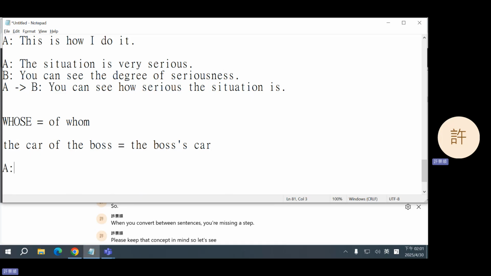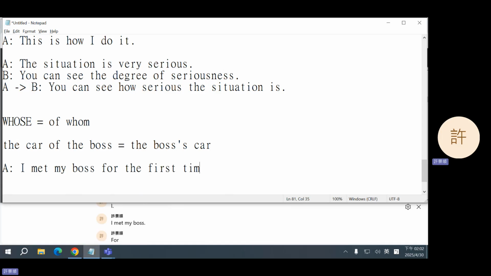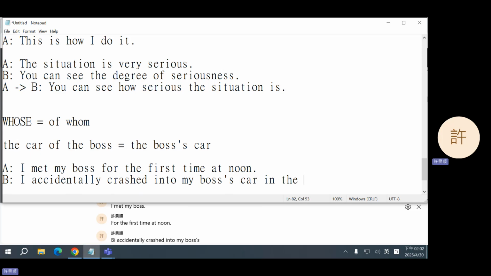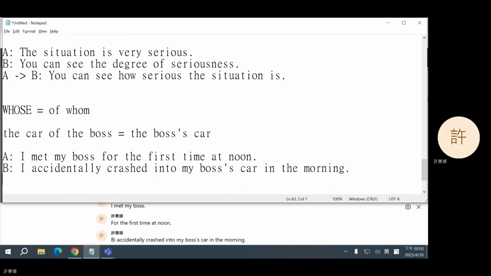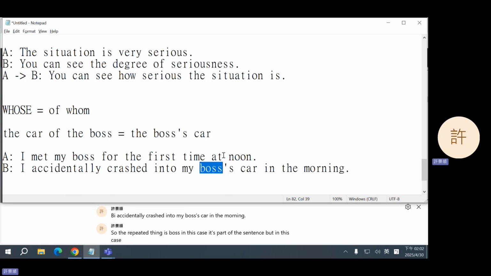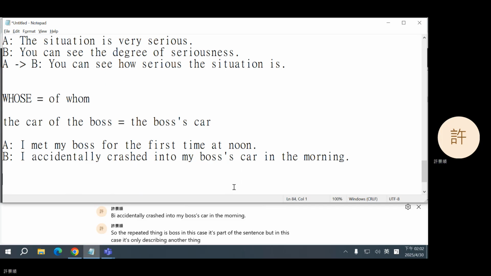So let's see, sentence A: I met my boss for the first time at noon. B: I accidentally crashed into my boss's car in the morning. So the repeated thing is boss. In this case, it's part of the sentence, but in this case, it's only describing another thing. So let's put B into A.